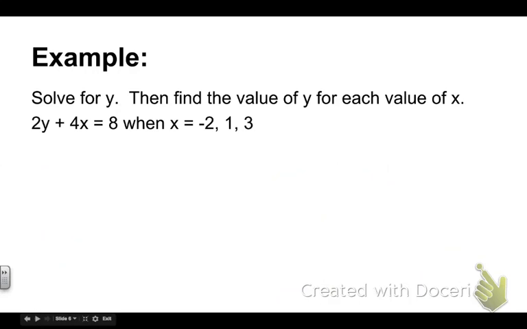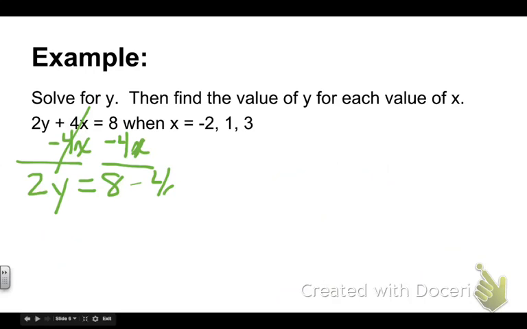Alright, so this is what we need to solve for. We need to solve for 2y plus 4x equals 8. We need to solve for y. So the very first step, get y by itself. So add or get rid of anything being added or subtracted to your variable. Your 4x is being added, so the inverse is going to be to subtract 4x from both sides. So 4x minus 4x is nothing, leaves you with 2y is equal to 8 minus 4x.